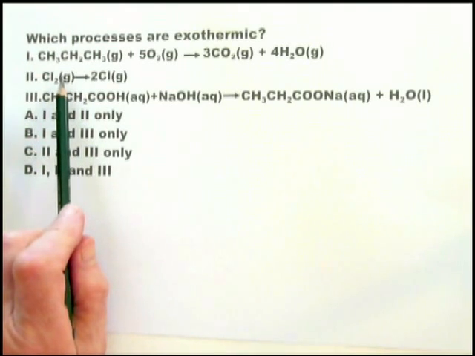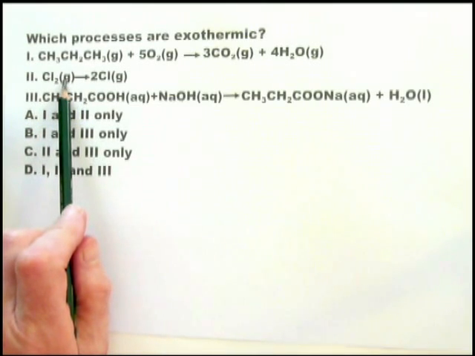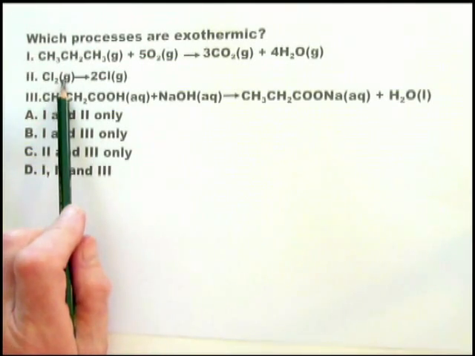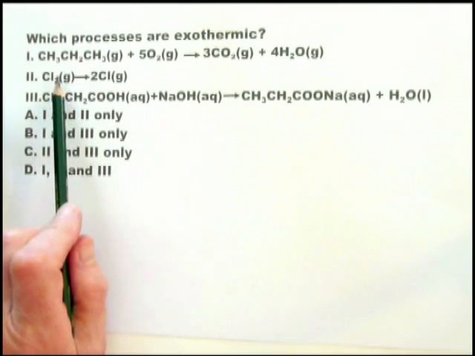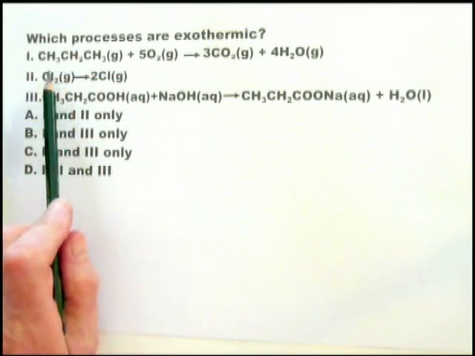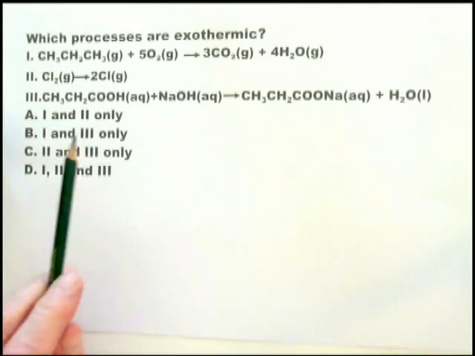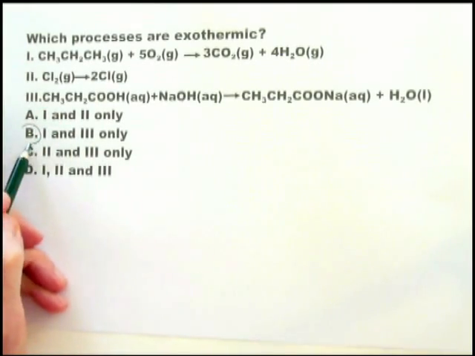And as soon as you look at this one, you realize that this is not exothermic because you will have to put energy into the chlorine molecule in order to break the bond. So therefore that one is endothermic. So you can see 1 and 3 are exothermic, 1 and 3. The answer is B.